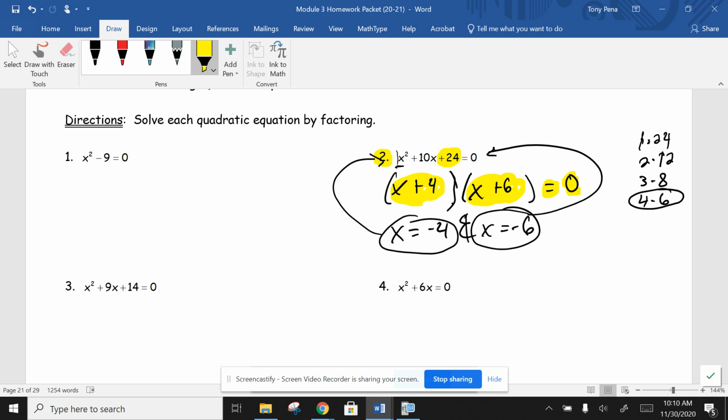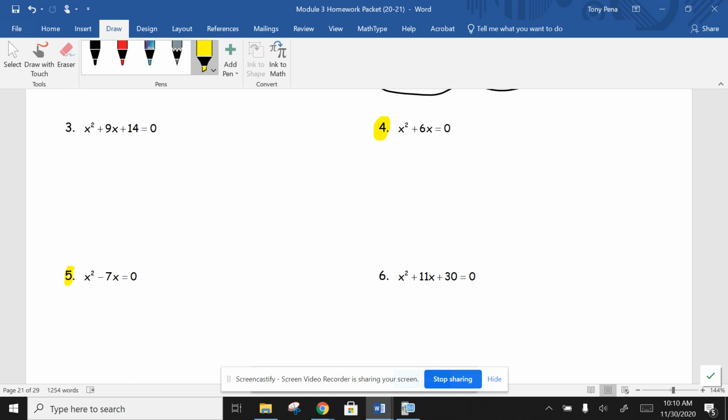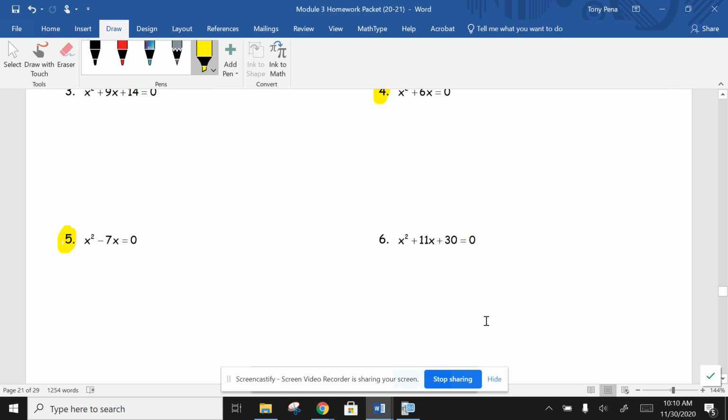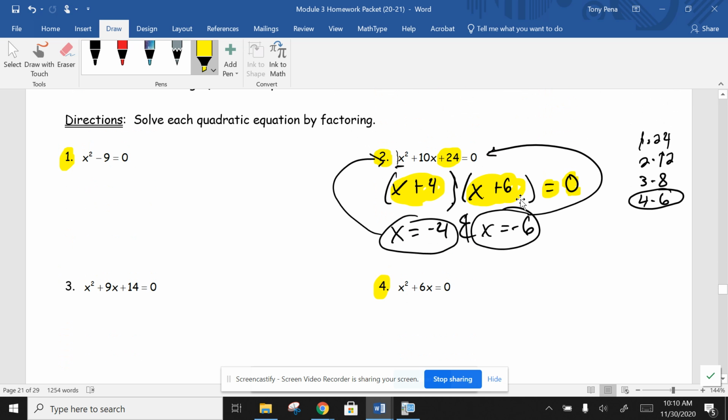However, let's say we have a binomial. So let's go binomial like number 1, number 4. Notice how there's only 2 terms in those. I think there's one more. Yeah, number 5. There's only 2 terms in those. If you're told to factor and there's only 2 terms, we can't do it the way that we just did it.